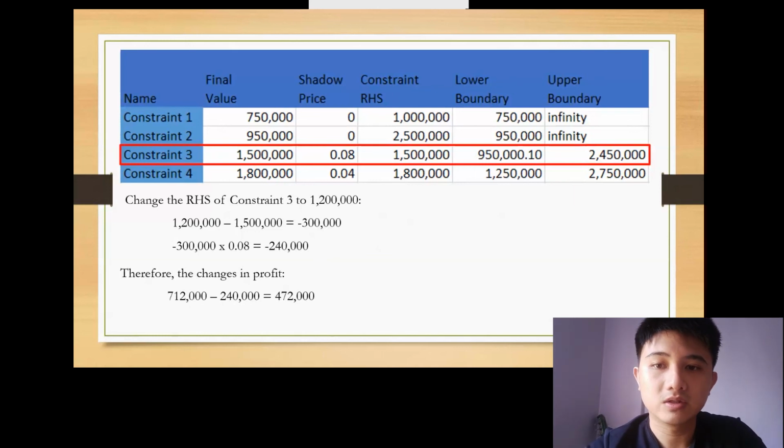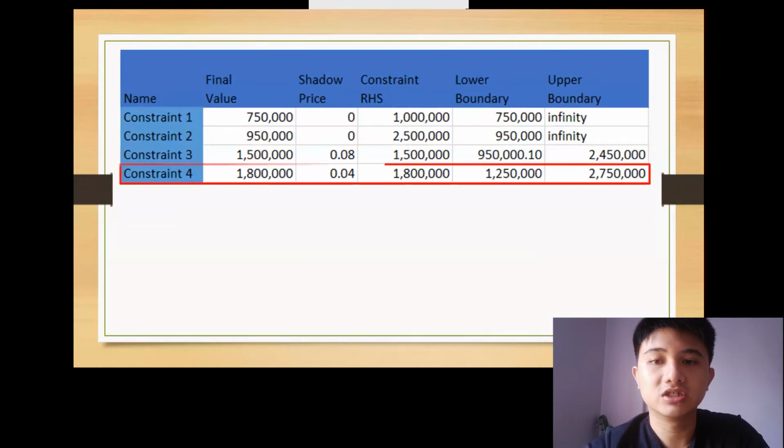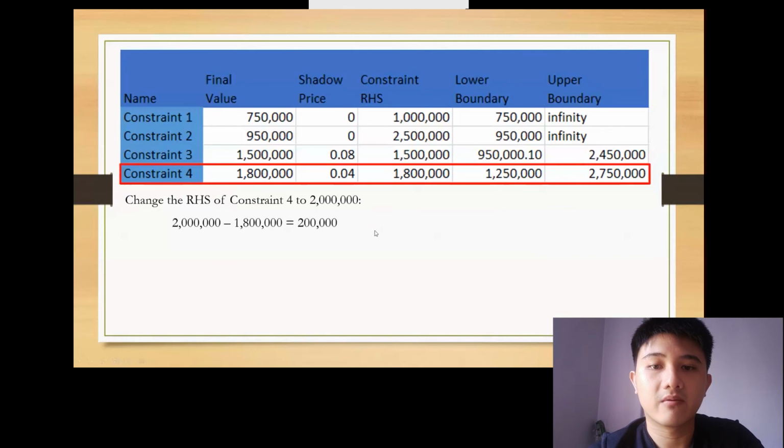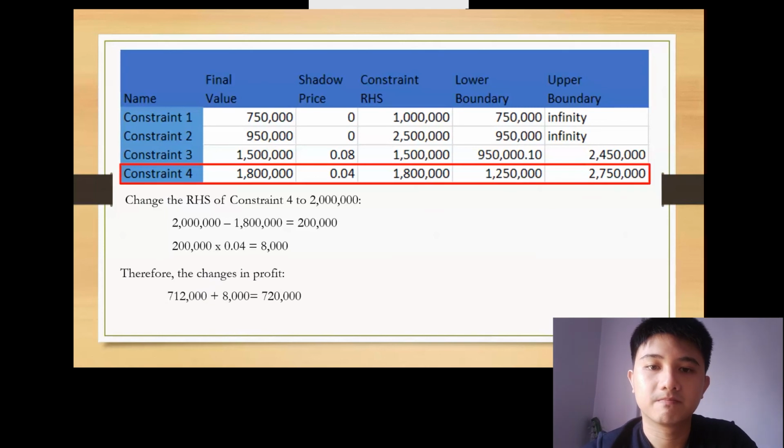Another example, we use constraint 4 as a sample. We change the right-hand side value of constraint 4 to 2 million. 2 million minus 1.8 million is 200,000. So, this means that the right-hand side value of constraint 4 increases by 200,000. So, the new profit is 720,000.